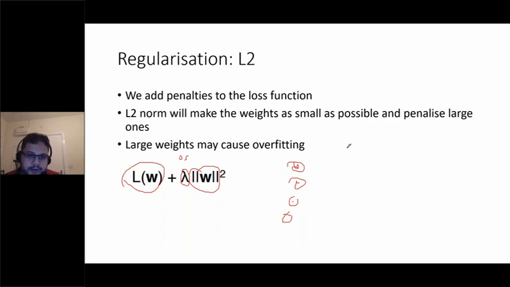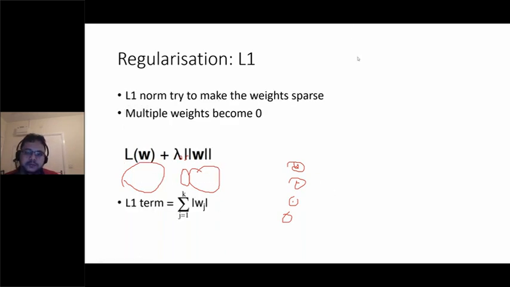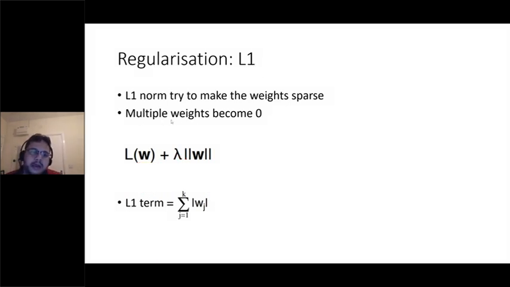Okay, guys, that was L2. L1 is the same, but L2 tries to make everything small, while L1 can make things become zero. It allows some weights to go high, but if it finds that it can allow some weights to go high and some to become zero, it does it. It makes things sparse, meaning we will have a lot of zeros in our weights. Maybe you don't want that for your network. L1 can make some weights become zero. L2 tries to bring everything to small values, but not necessarily zeros. That's the difference between the two.